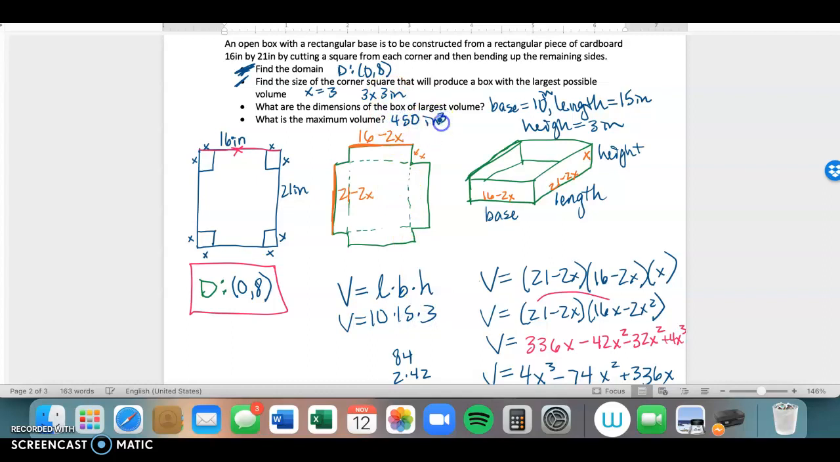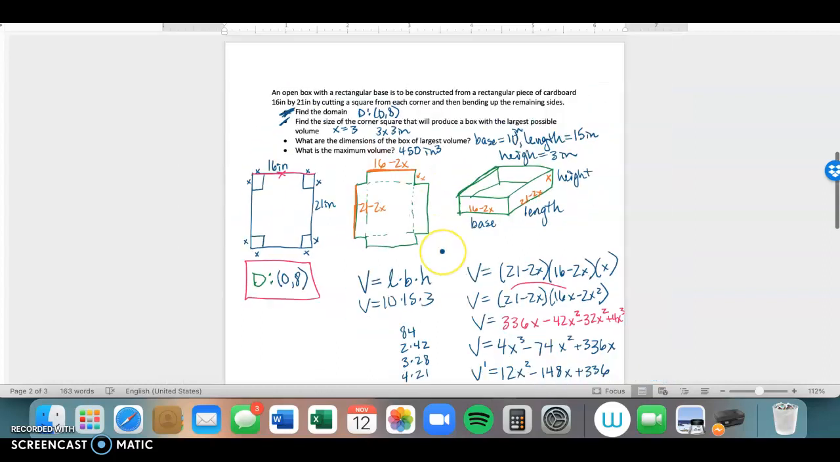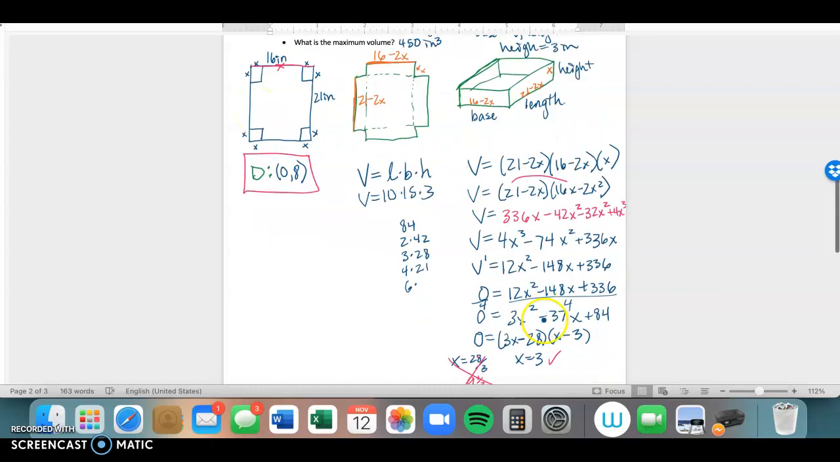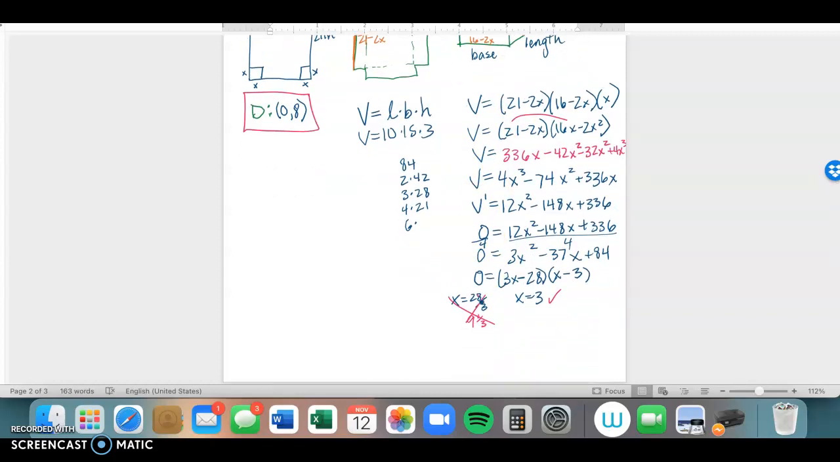inches cubed. Okay, so that is a very common one. Just need to remember how you find your domain, your shortest side, basically cutting it in half, then labeling all of your pieces here, being careful to distribute appropriately, taking your derivative, setting it equal to 0, factoring, or doing the quadratic, or whatever method works for you.